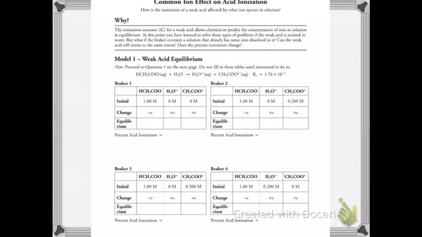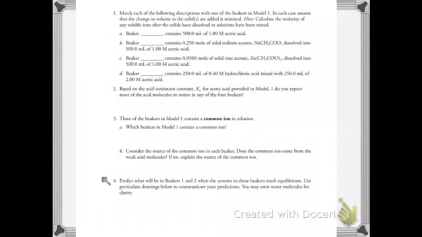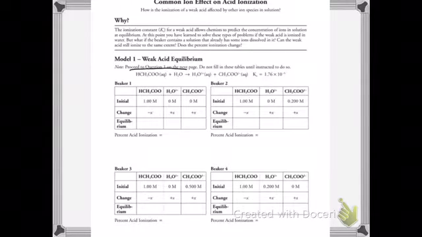All right, so now let's take a look at the common ion effect on acid ionization. This is the second POGIL that I gave you guys. So it does say here to proceed to question 1 on the next page. So let's go ahead and do that. Question number 1. Match each of the following descriptions with one of the beakers in Model 1. In each case, assume that the change in volume as the solids are added is minimal. Nice. Okay, so hint. Calculate the molarity of any soluble ions after the solid has dissolved or solution has been mixed. Okay. Cool. All right, let's find this first one. A beaker containing 500 milliliters of 1.0 molar acetic acid.